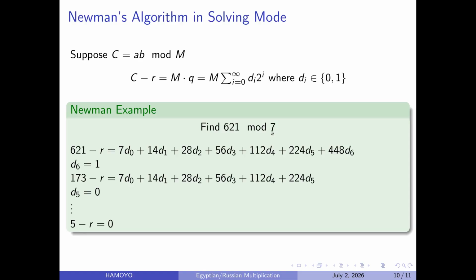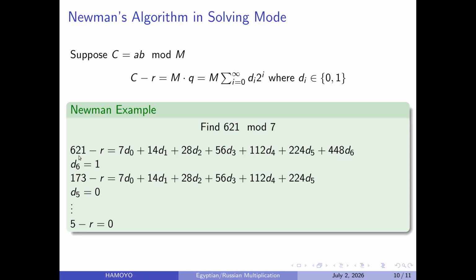So we write 621 minus R is equal to 7 D naught. Essentially, what we're going to do here is multiply the 7 by 2. We have 14, 14 by 2 we have 28, 28 by 2 is 56, and so on, up to 448. Why do we stop here? Because the next value is going to be greater than 621. So there's a stopping criteria.